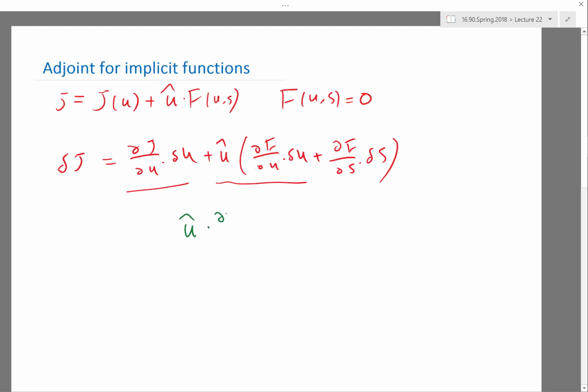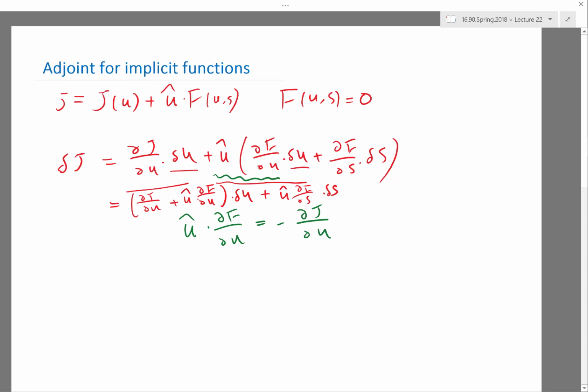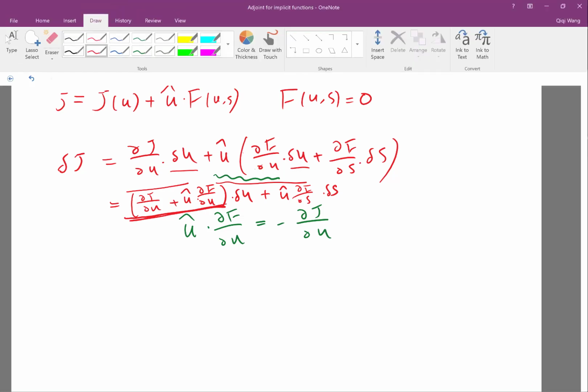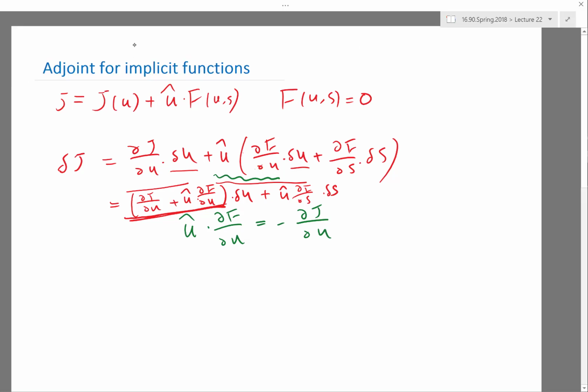You had u hat times this df du, right? These two have to be the minus dj du, right? So basically the way to derive this is to pull delta u out: dj du plus u hat times df du, times delta u. These are the two terms that contain delta u, and the term that doesn't contain delta u we don't have to worry about. So we want to set this to 0 because we don't know what delta u is.